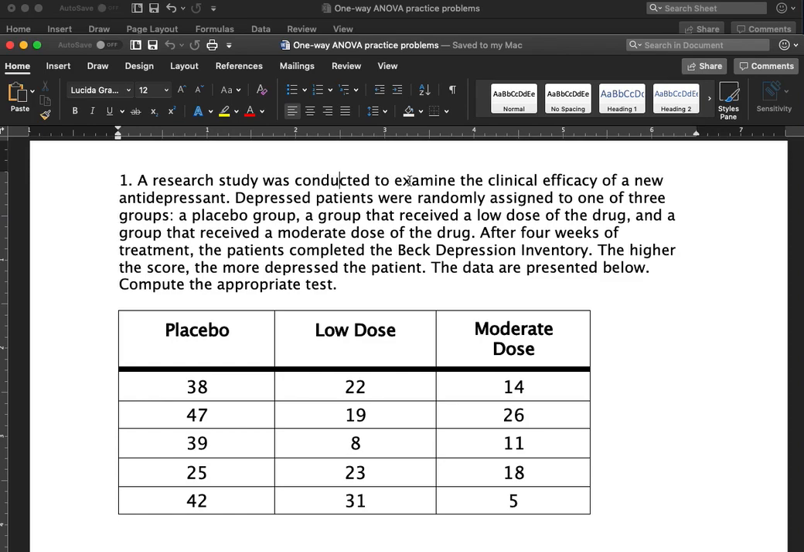A research study was conducted to examine the clinical efficacy of a new antidepressant. Depressed patients were randomly assigned to one of three groups: a placebo, a group that got a low dose, and a group that got a moderate dose of the drug. After 4 weeks of treatment, the patients completed the Beck Depression Inventory. The higher the score, the more depressed the patient. The data presented below, compute the appropriate test. Well, we've got three groups. We're going to end up with three means, and that means the appropriate test is the one-way analysis of variance.